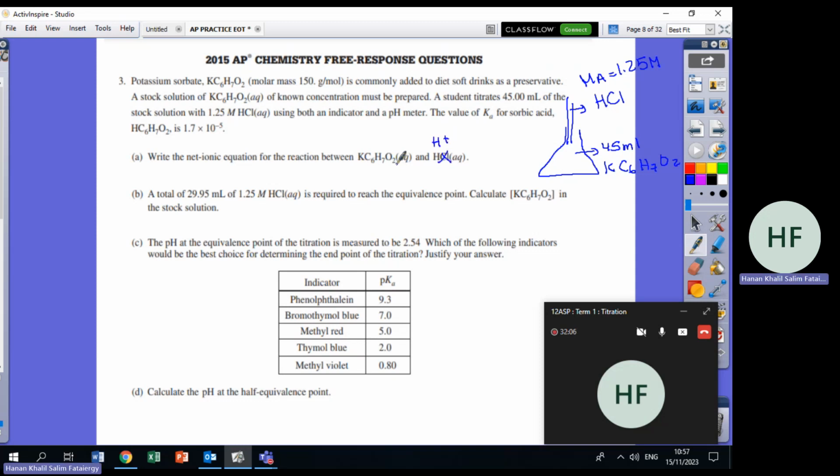From this one, what is important for me? If this is plus, I will take the negative part from this. So I will not take this, I will take this one. So the net ionic equation will be H plus and C6H7O2 minus. Of course, a double arrow because this is weak.